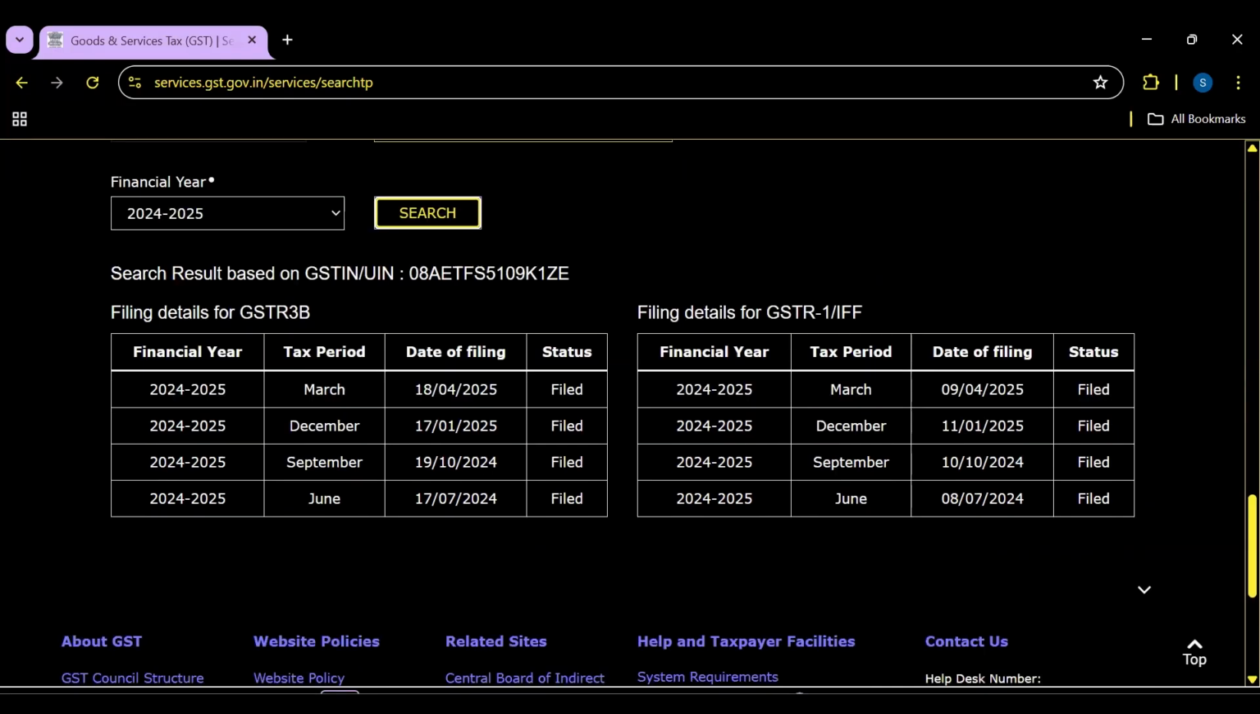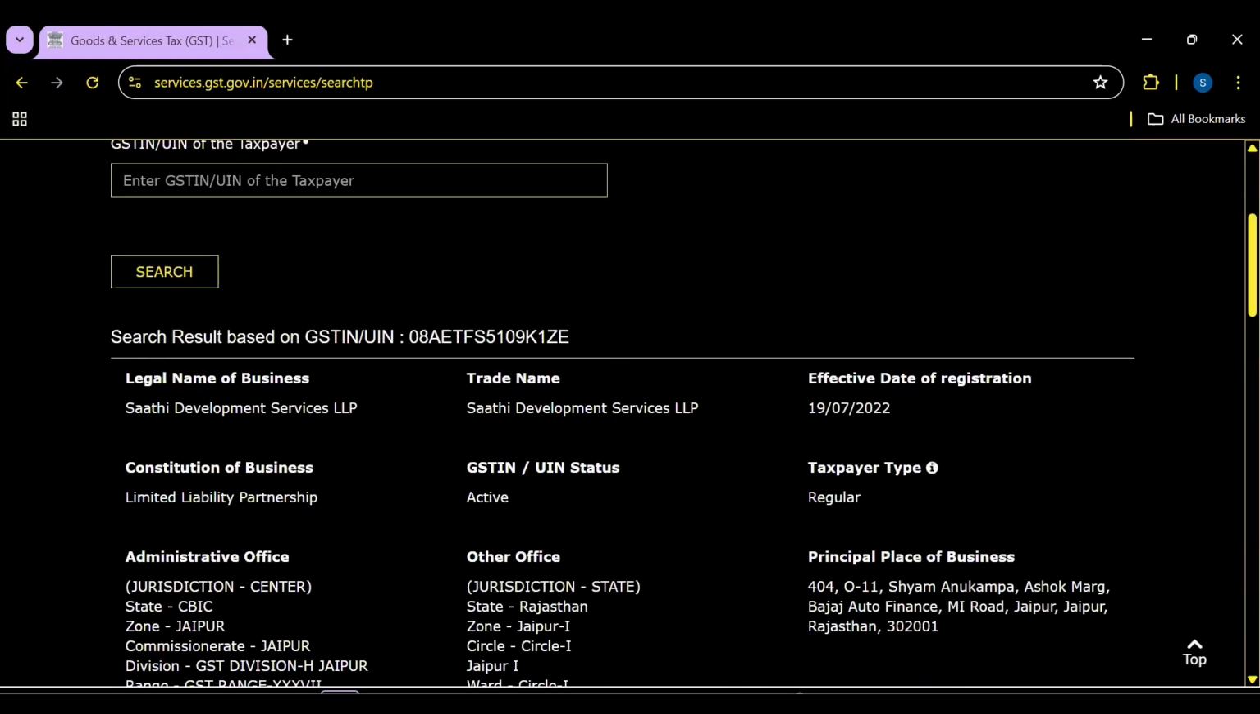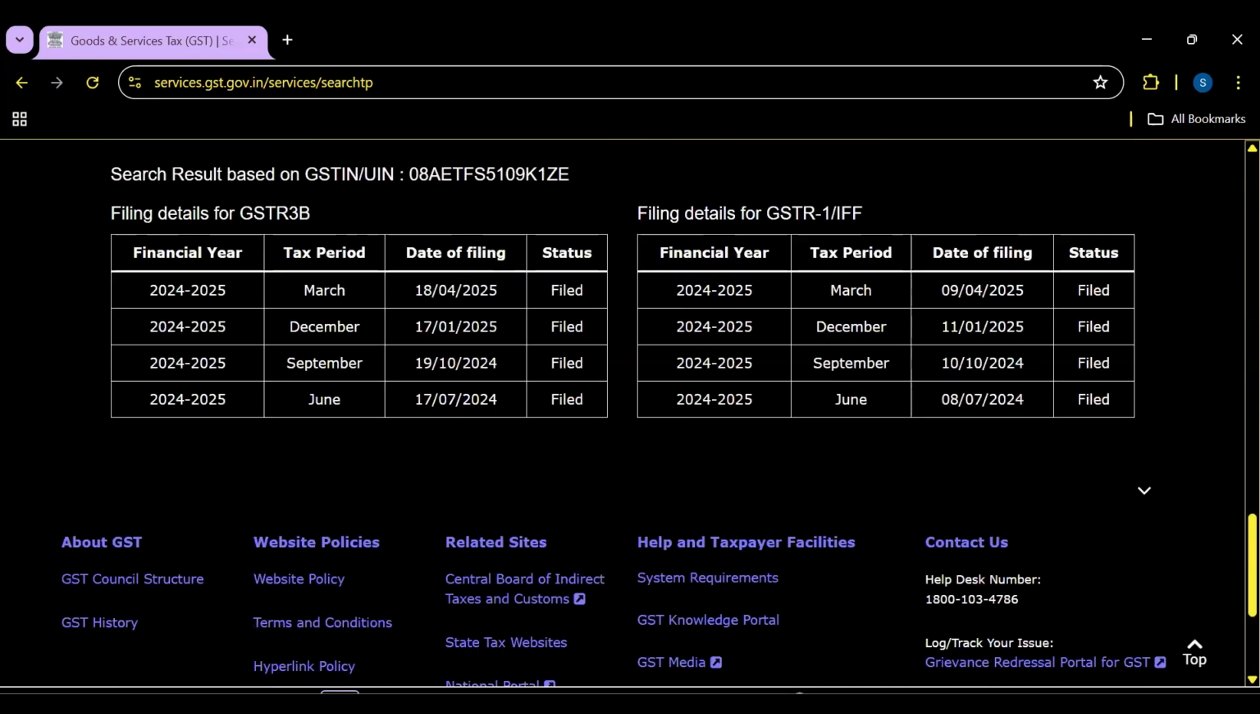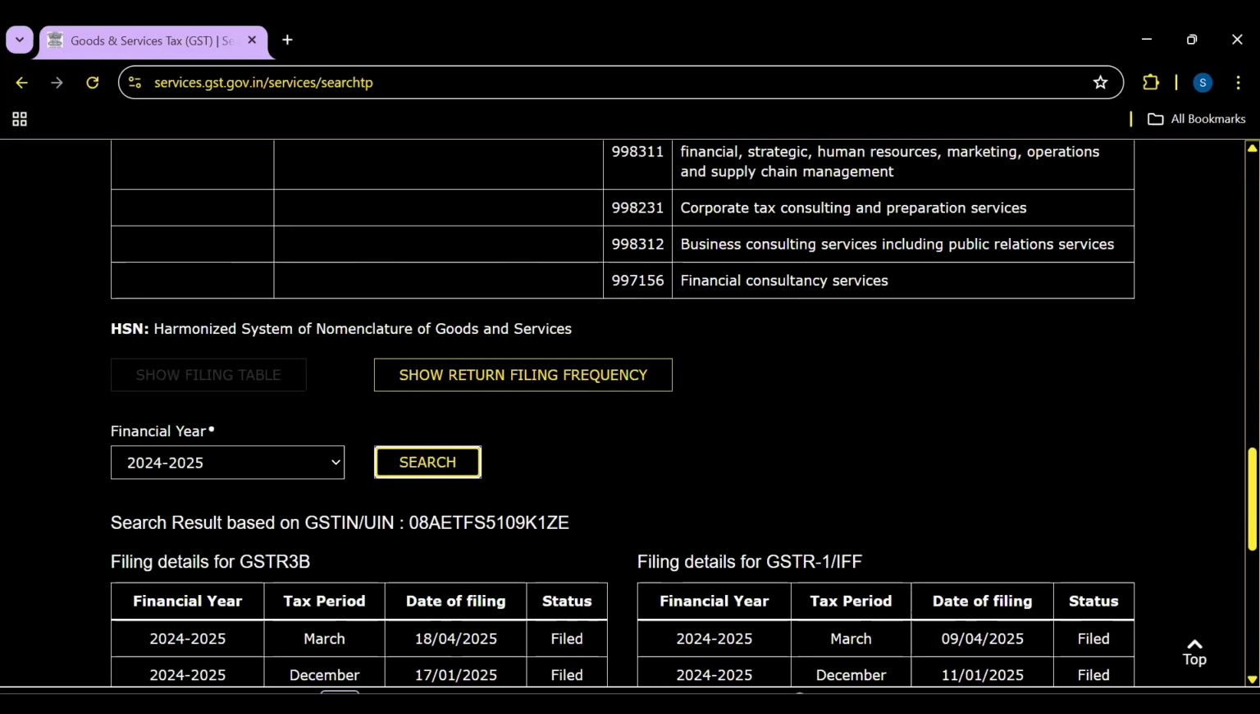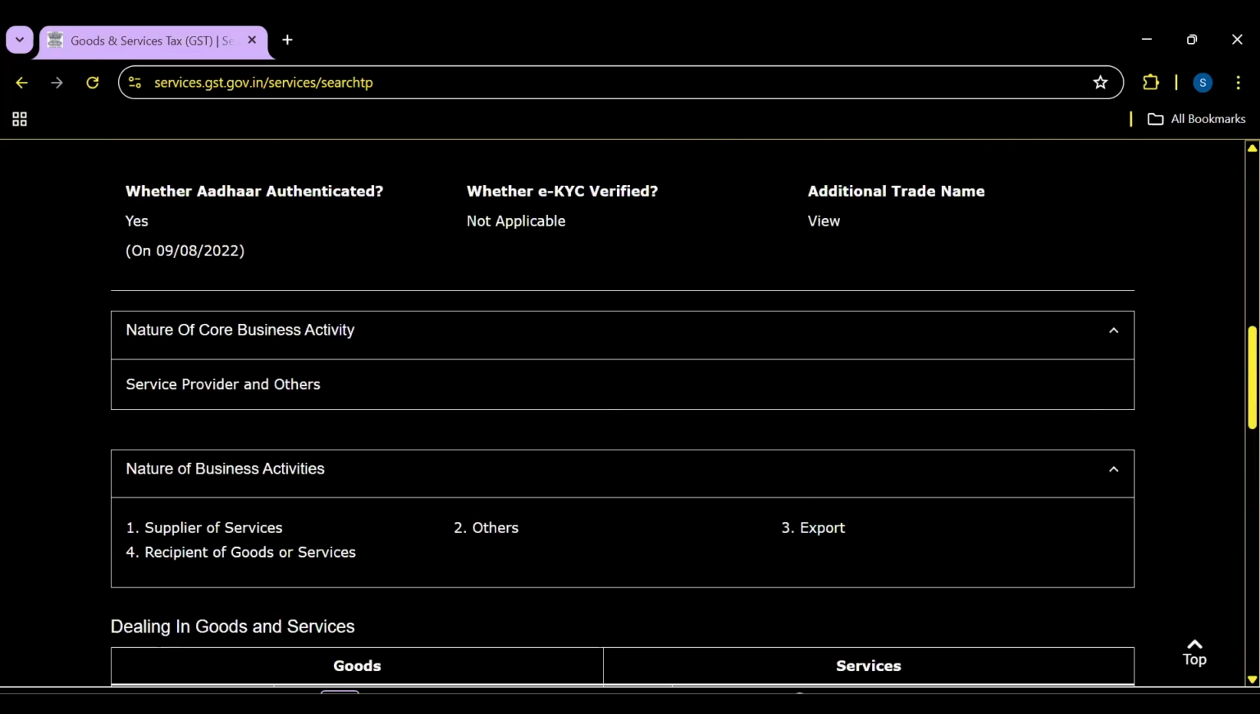Similarly for GSTR-3B. Once my period is over for June, I will have to file it by 22nd or 24th, as the case may be. The GSTR-1, of course, by 13th, and the GSTR-3B by 22nd or 24th, and it will then populate here. This means I can see the filing history of this particular vendor from whom I have purchased a service, to see that they are up to date in their filing, which means they have paid the tax, they have filed, they are active, and their HSN code is matching with whatever I am doing.